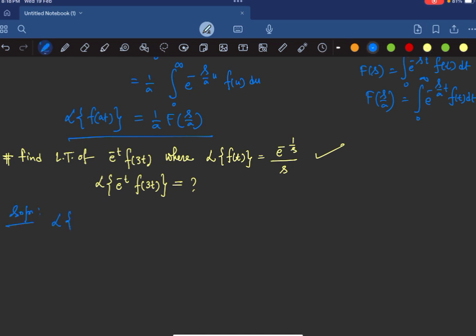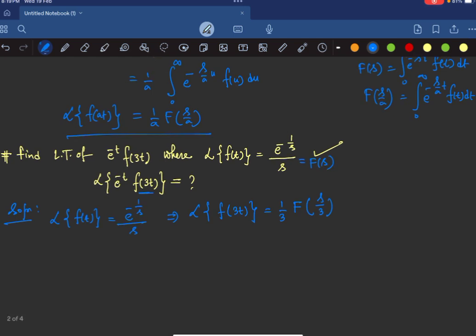See the solution. The Laplace transform of f(t) is given as e^(-1/s)/s. Immediately, the Laplace transform of f(3t) is what we require here. As per this formula, it should be 1/a, that is 1/3 F(s/3). So what was the F(s) given? This is the given F(s).